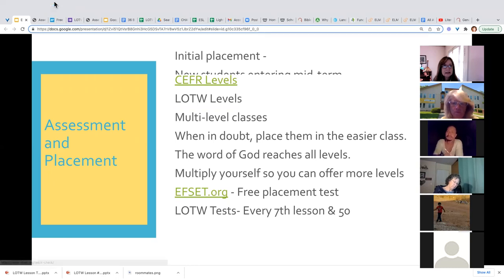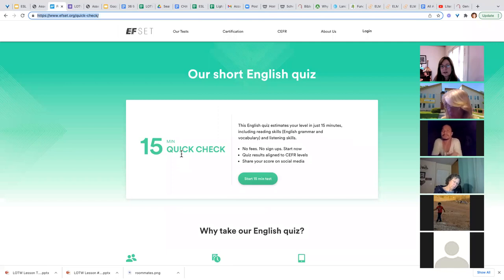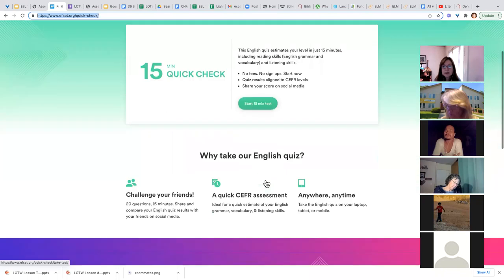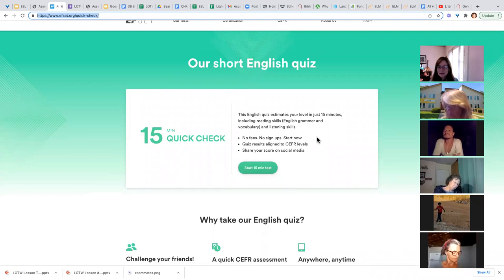And this assessment only takes 15 minutes. It's just a multiple choice test. They can take that and get their results, and that will tell you which CEFR levels they're at. I only recommend this for intermediate students or higher. And the reason is, for beginners, it can be pretty discouraging because they're not going to be able to answer anything on it.